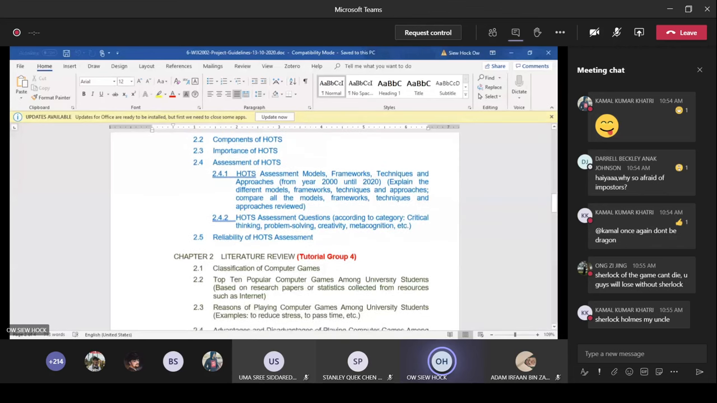Then in the second, 2.4.2, you talk about the HOTS assessment questions, which you can find a lot of. HOTS can be classified into different categories. It can cover critical thinking skill, problem solving skill, creativity, a lot of things.